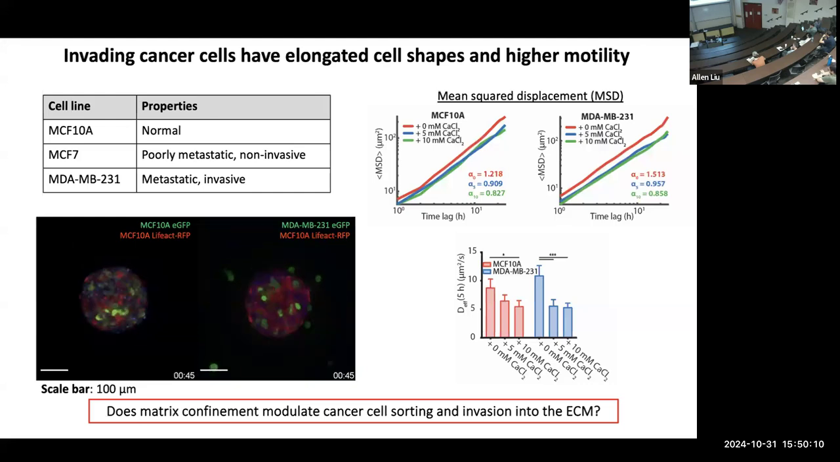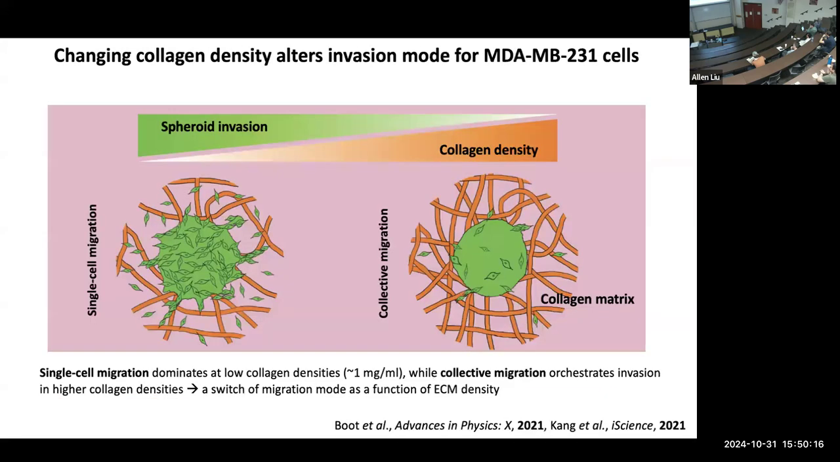Now, what happens if you introduce sorting behavior? We're not really seeing sorting here. And how can we enable sorting? Other people have described migration in single cells versus collective cells. There's a paper from some years ago showing that when the collagen density increases, collective migration happens more in the higher density, whereas in the low collagen density you have more single cell migration. So there's a switch between single cell movement versus collective cell migration.